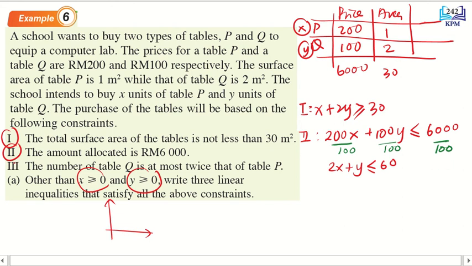Then we'll go to the last constraint. The number of tables of Q, which is y, is twice, dua kali, the number of tables of P, which is 2x. So the third constraint is y at most 2x. At most, paling banyak, means it cannot be more than that, so less or equal. You have to be clever and get used to forming the inequality. So we get the three inequalities already.